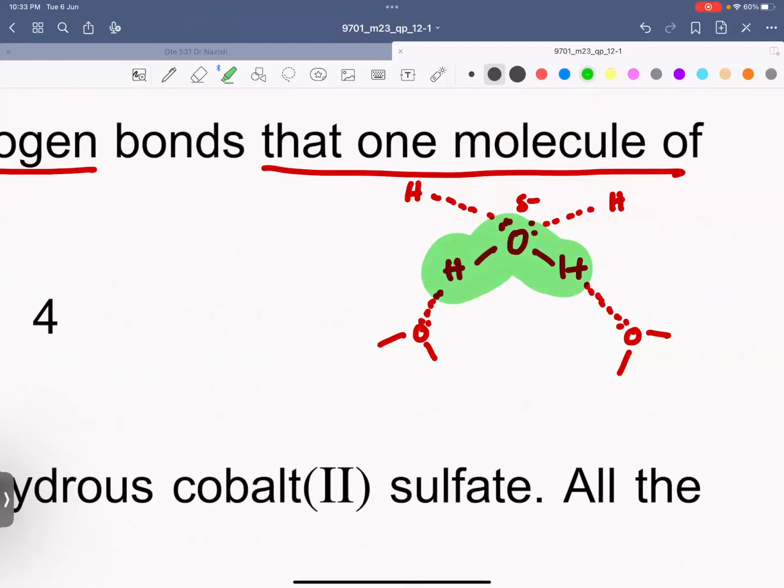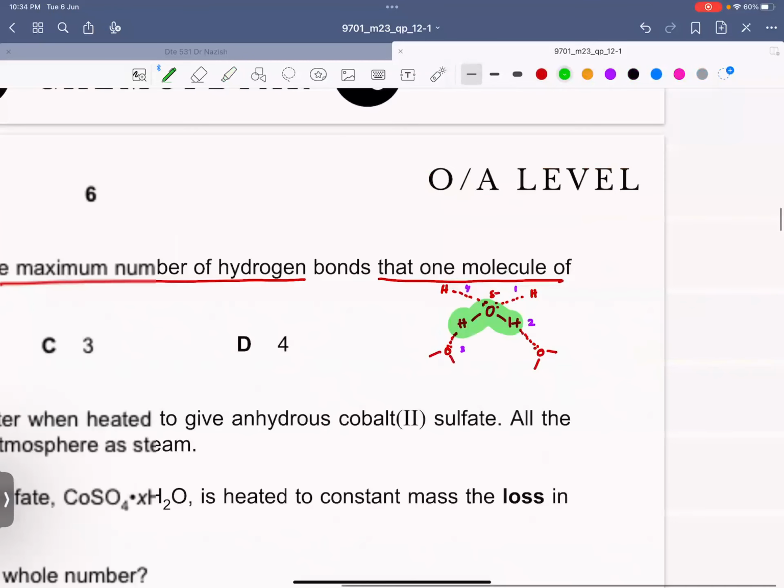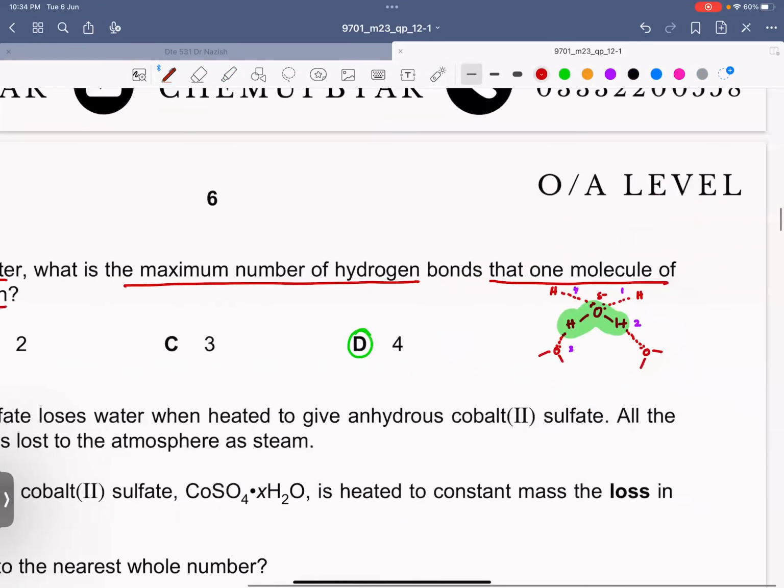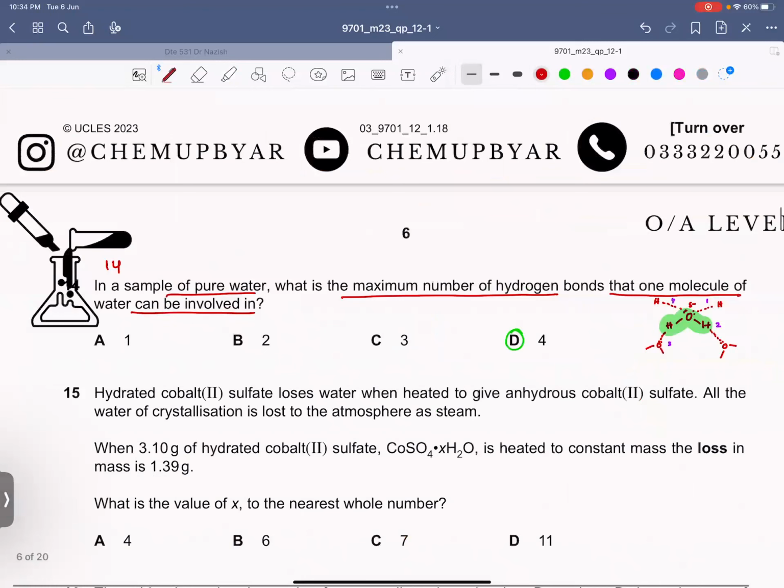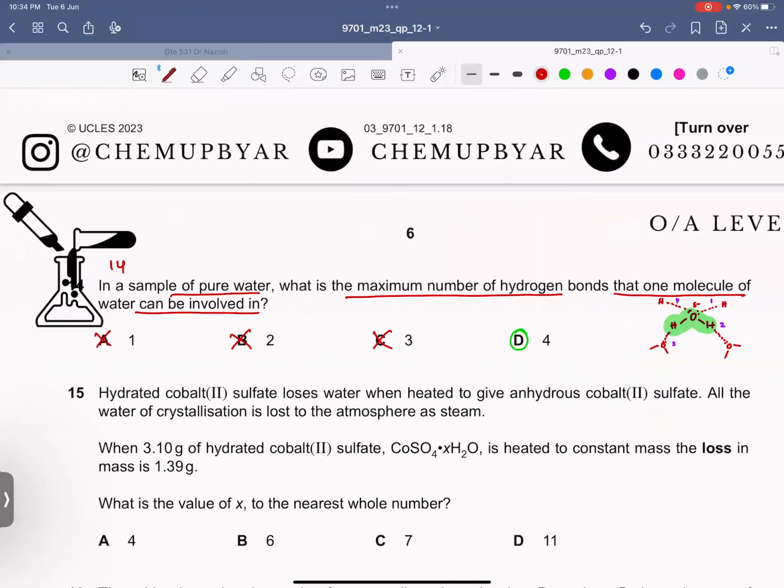So see, if I am considering one water molecule, around that one water molecule, how many hydrogen bonds is it involved in? It is involved with 4 hydrogen bonds: 1, 2, 3, and 4. So your correct answer would be D, and the rest, A, B, and C, are wrong.